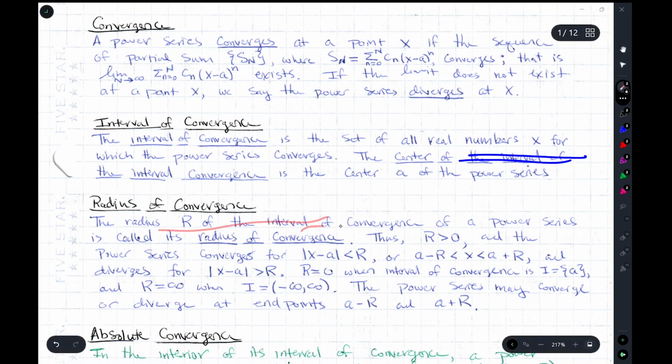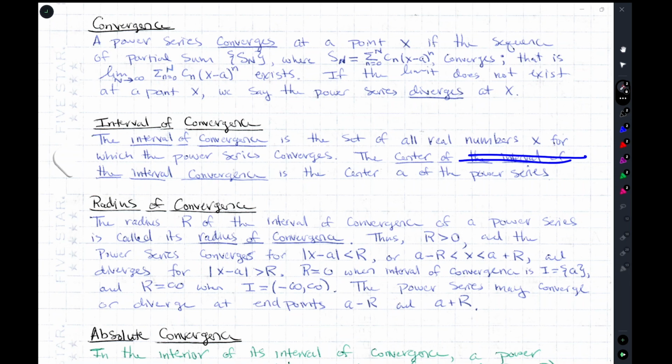The radius r of the interval of convergence of a power series is called the radius of convergence. Thus, with r strictly greater than 0, the power series converges for |x - a| < r. So that's what the radius of convergence is telling us: for any point x such that |x - a| is strictly less than r, the power series will converge. Another way of saying that is if x lies between these two, then the power series converges, and it diverges if it's strictly beyond that set.